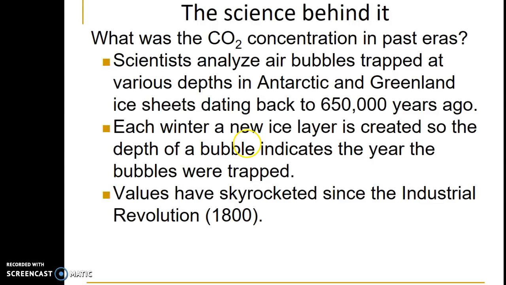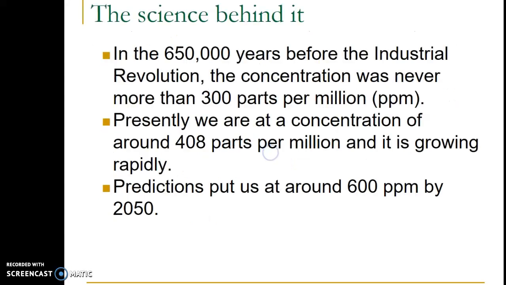The CO2 concentration in past eras, what happens is they take cores, ice cores, and they analyze the air bubbles trapped at various depths dating back to 650,000 years ago. And what they found is that values since about 1800 have skyrocketed, and that's when we started to burn the fossil fuels. Again, the concentration was hovering right around 300 parts per million, but ever since the Industrial Revolution, we're just growing and growing and growing, putting us around 600 parts per million by 2050 if we don't do anything about it.